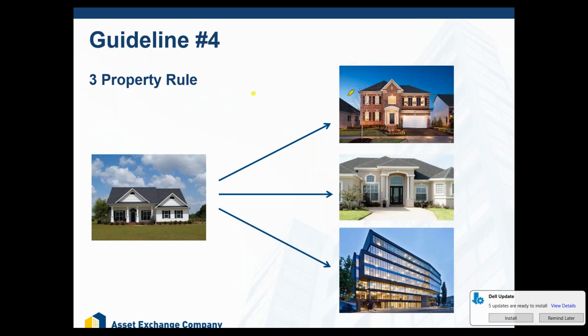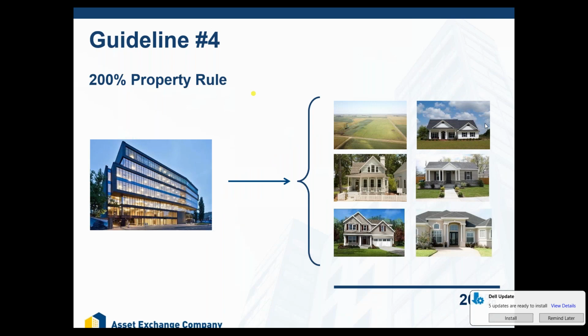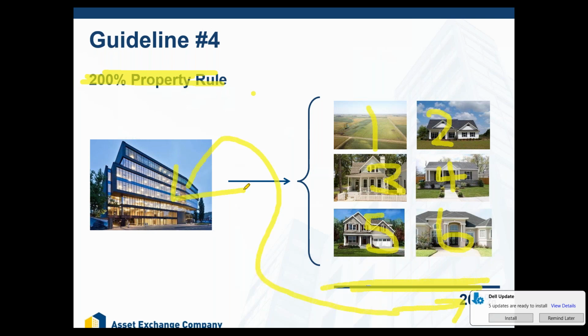If you use the 200% rule, which is our other option for our identification letter, the 200% rule allows you to list as many properties on your ID letter as you want. There's no limit on the number. The problem with this rule is that there is a limit on the value of the real estate. And the value limit is 200% of what you sold.